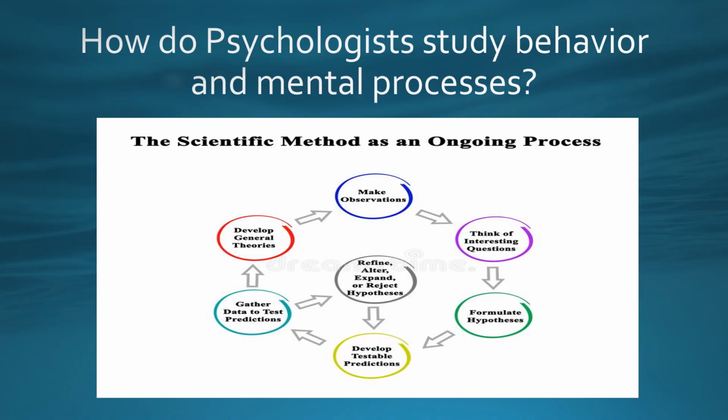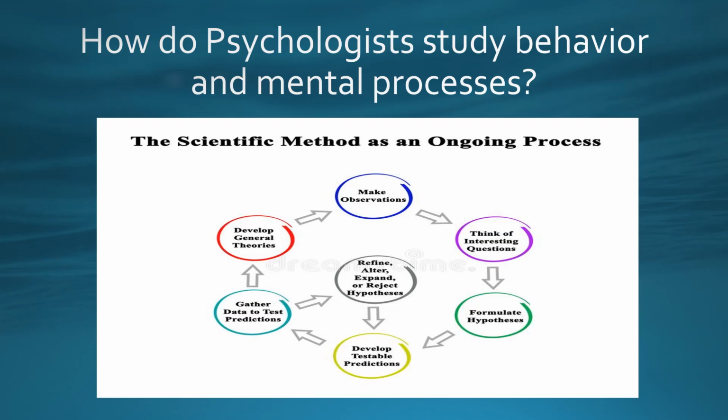So first of all, how do psychologists study behavior and mental processes? Remember we said from Chapter 1 that that's what psychologists study. They study behavior and thought and feelings. So how do they go about studying those things? The diagram is a diagram of the scientific method, which is how not only psychologists study things, but also biologists or doctors, anyone in the field.